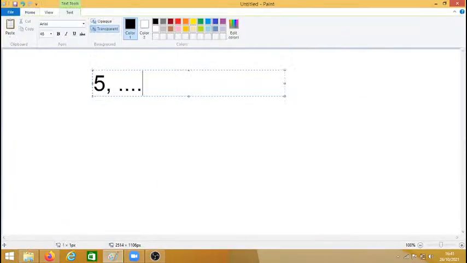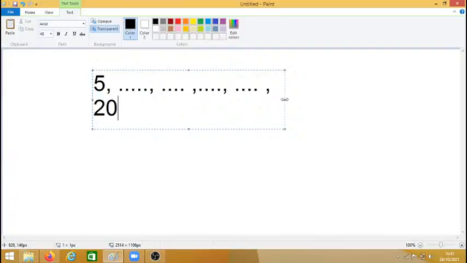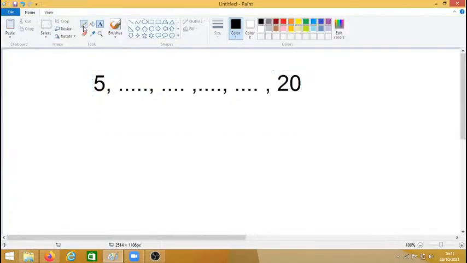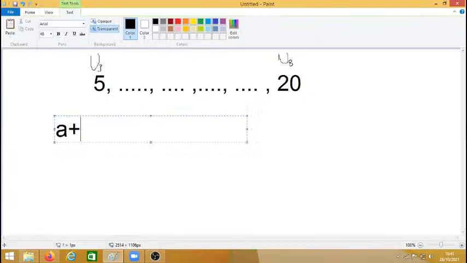So we got 5, and then some way along we got 20. So what they're saying is that the third term, u3, is 5, and then the 8th term, 4, 5, 6, 7, 8. Okay, that's fine. The 8th term is 20. And they want you to work out the formula. So just to make it easy for you, they want the formula in the form of a plus bn, which just means some number plus some other number times n.